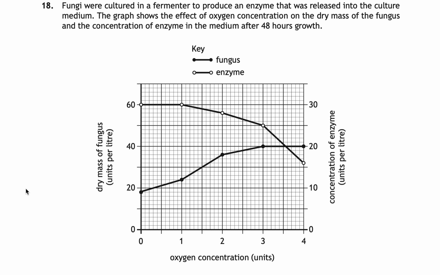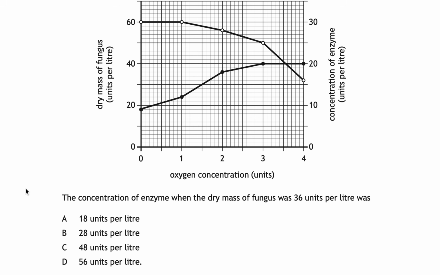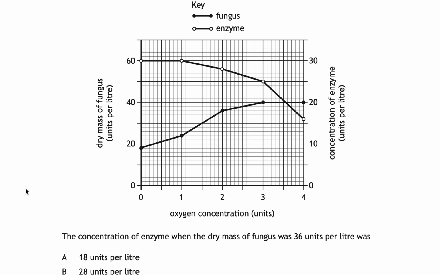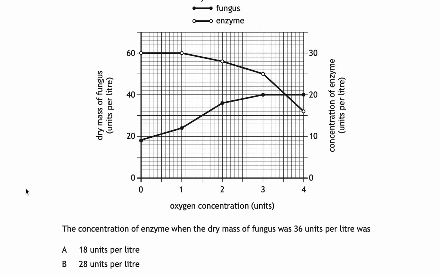For question 18, fungi were cultured in a fermenter to produce an enzyme that was released into the culture medium. The graph shows the effect of oxygen concentration on the dry mass of the fungus and the concentration of enzyme in the medium after 48 hours growth. Question asks you the concentration of enzyme when the dry mass of fungus was 36 units per litre was, and again I'll try and move this up so you can see as much of it as possible. The correct answer for question 18 is B, 28 units per litre.